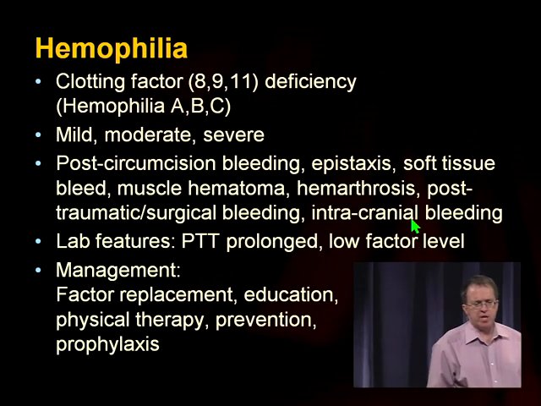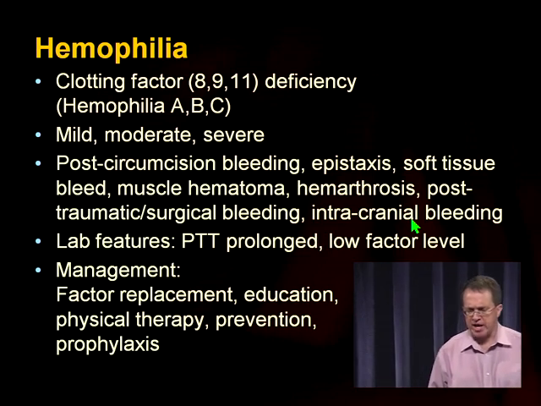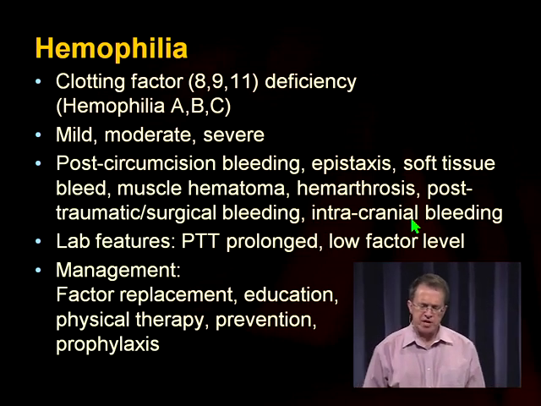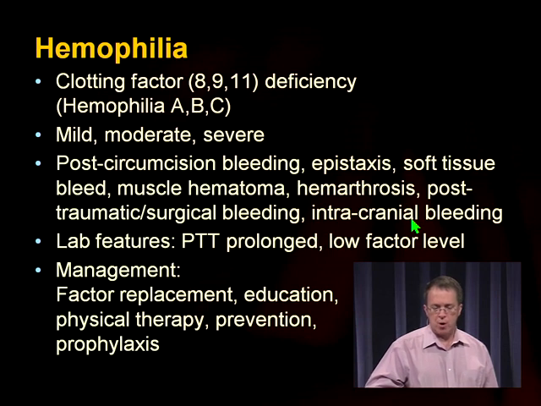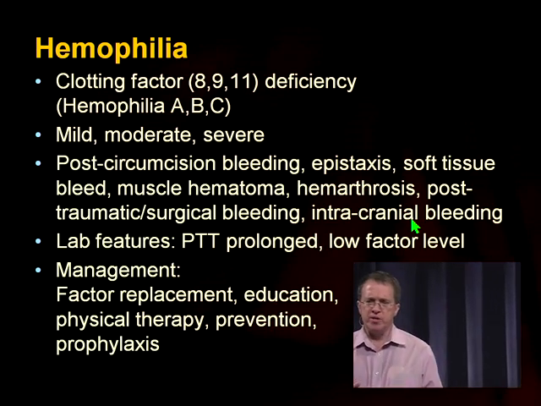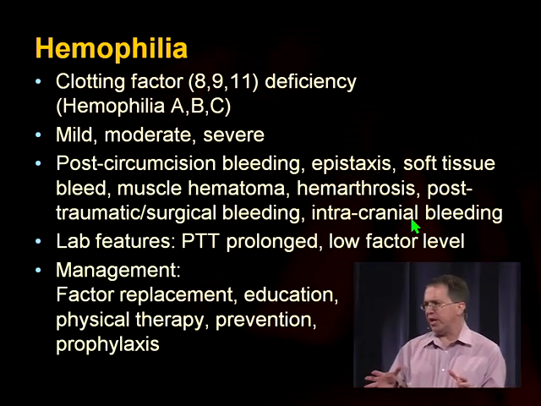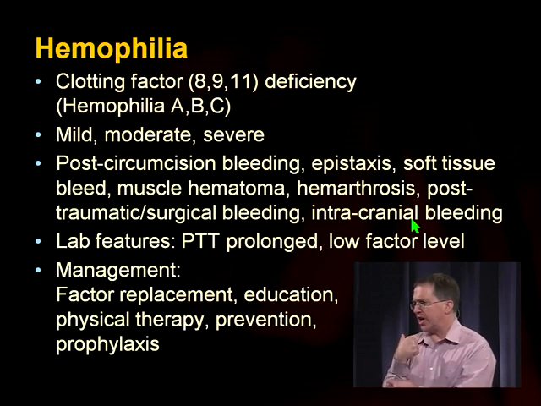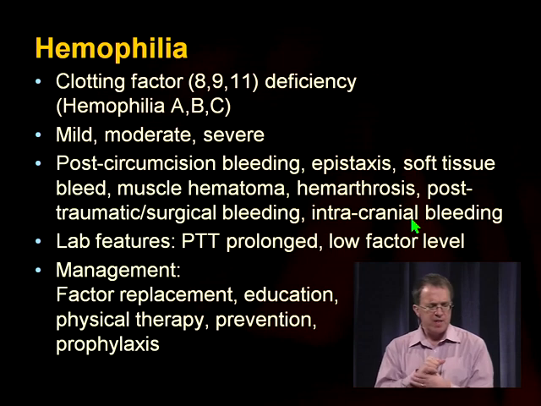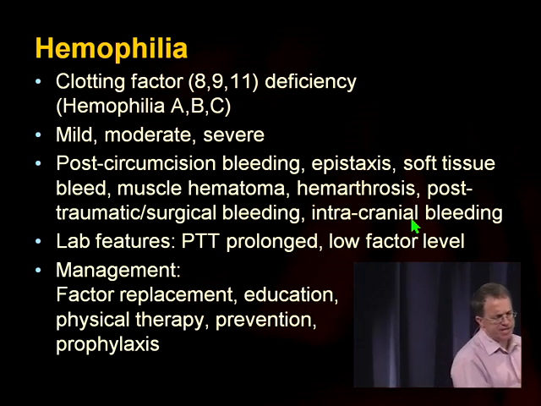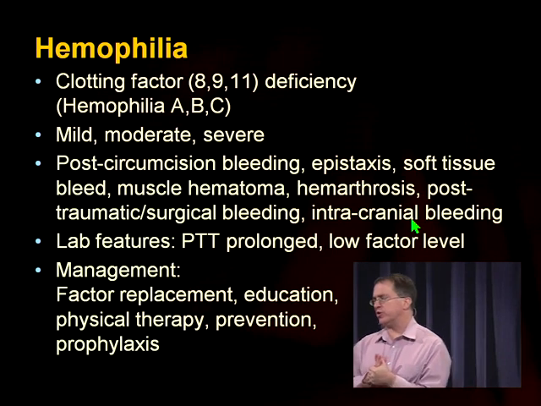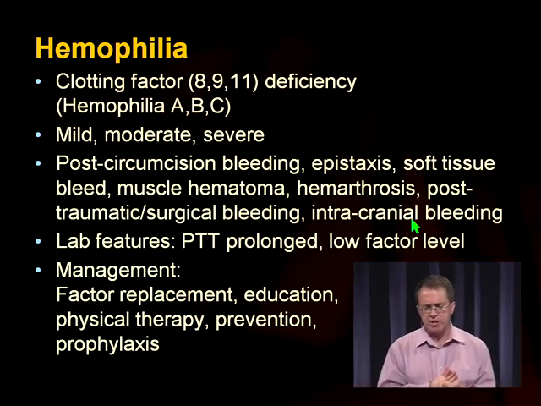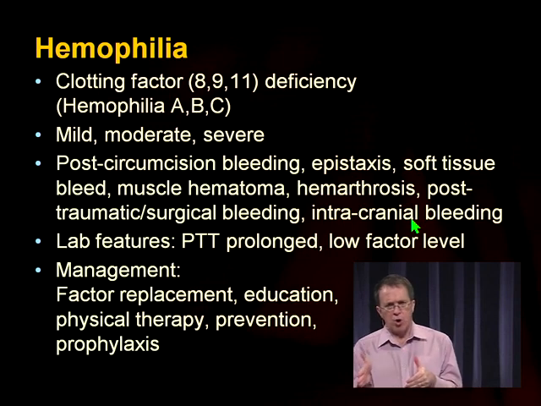So hemophilia can be a deficiency of any of 3 clotting factors, 8, 9, and 11. There's hemophilia A, B, and C. And it can be mild, moderate, or severe: post-circumcision bleeding, epistaxis, soft tissue bleed, post-traumatic surgical bleeding, intracranial bleeding. Please think of muscle hematomas, soft tissue bleeding, joint bleeding, okay? This is how these kids will present, with joint bleeding. That's a real big one. Yes, the PTT can be prolonged, and I do understand if you're not happy with that last question. But again, PTTs are going to be prolonged in newborns.